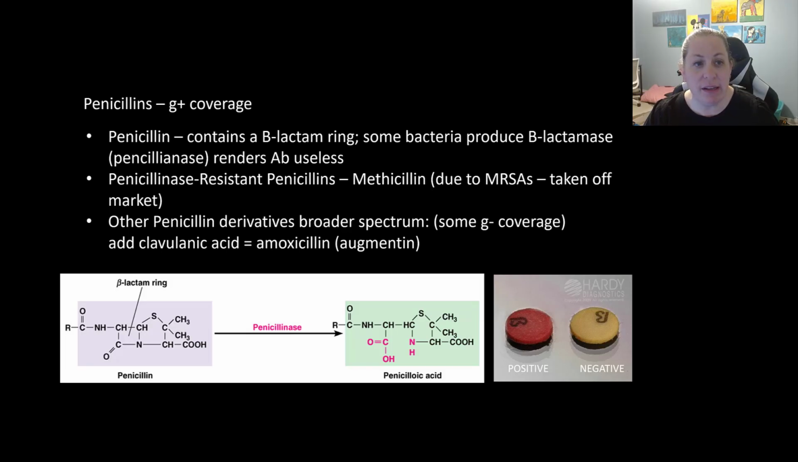Other penicillin derivatives are broader spectrum. Some of them could potentially fight against gram-negative bacteria. They do have some gram-negative coverage, but a lot of them have to add something to it to be able to do this, and a lot of them will use what we call clavulanic acid, and this is what we see with amoxicillin or Augmentin. These are the types of penicillin derivatives that may come into play, and they just have other stuff added to them. Now, just so you know, there are 50 chemically related antibiotics that fall under the umbrella of penicillins. So it's actually a very large group of antibiotics.